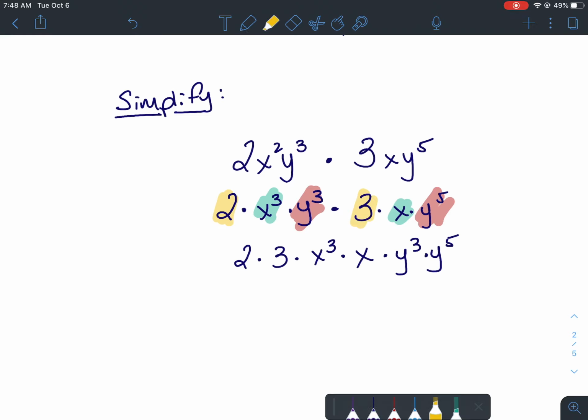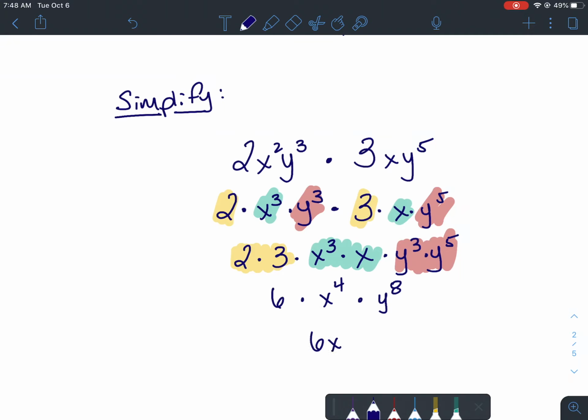So now we can evaluate. 2 times 3 is 6. They're just whole numbers. They're not the same base, but remember, their exponents are just 1. We've done 2 times 3 so many times, so we're not going to change that. 2 times 3 is 6. Then we have x cubed times x, which is x to the 4th, because 3 plus 1 is 4. And lastly, we have y to the 3rd times y to the 5th, which is y to the 8th, because 3 plus 5 is 8.